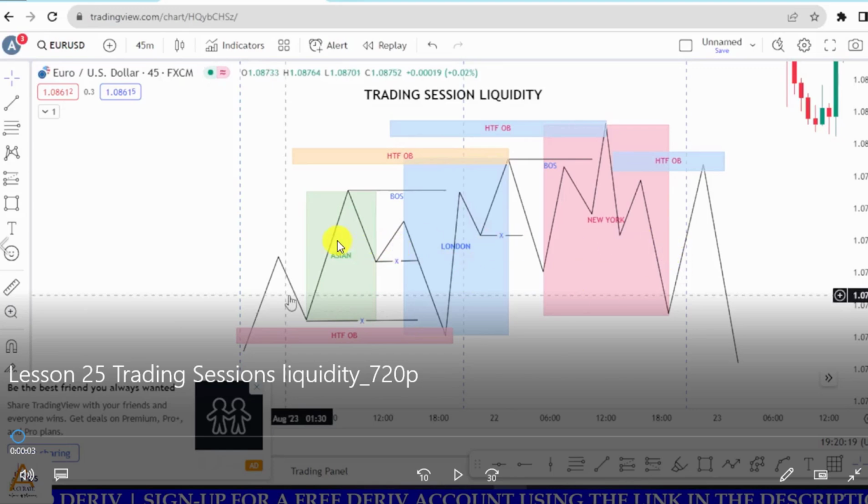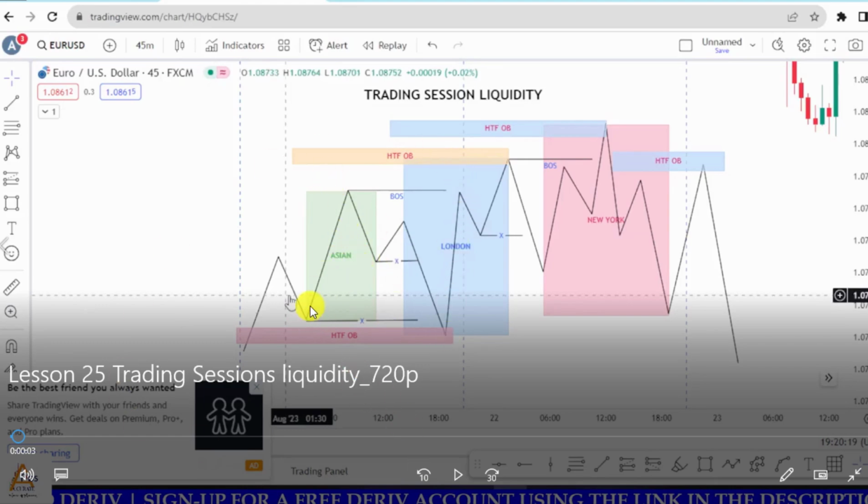Now, as I said in the previous video, the trading session liquidity is located at the highs and the lows of that particular session. And I hope you do understand that by now. Now we have this move over here from the Asian session: price moved up to this point before coming down here and going up. Now let's consider this move right here.